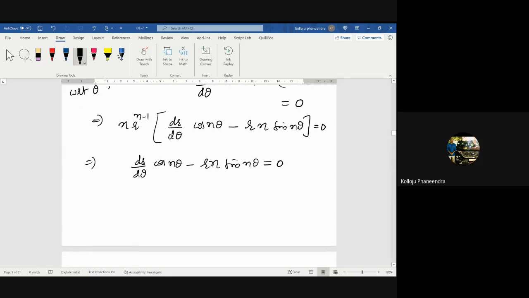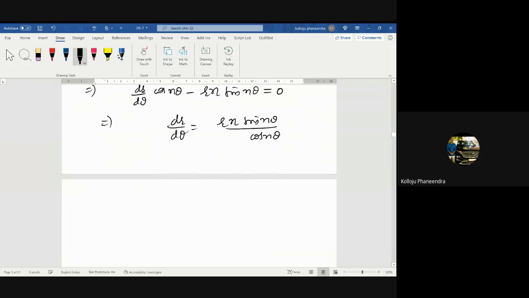Done. So what is dr by d theta then? This is r n sine n theta by cosine n theta. If any corrections, suggest me. This is dr by d theta equal to r n into tan n theta. Equation 2 is the differential equation of curve 1.